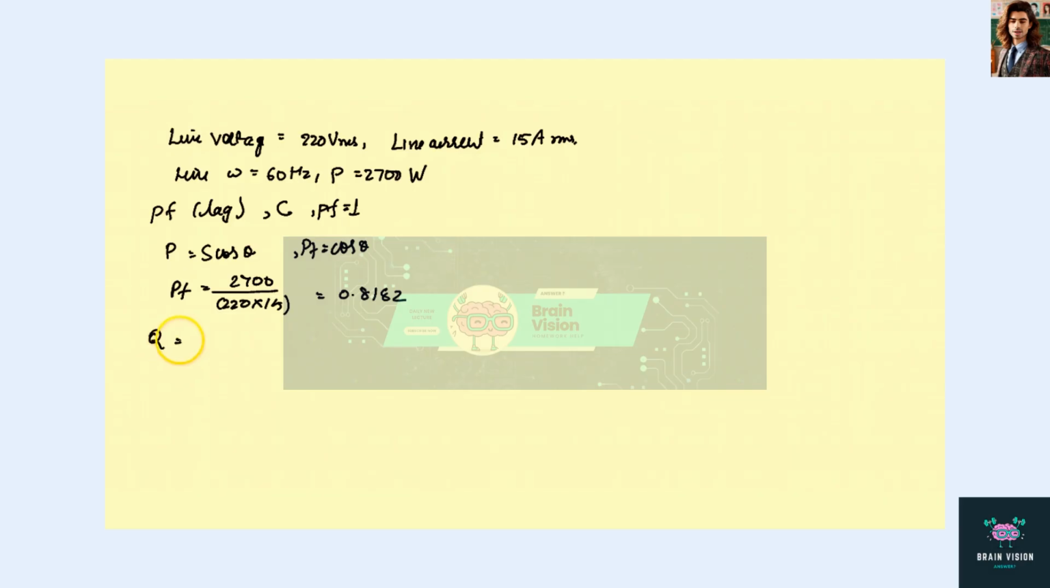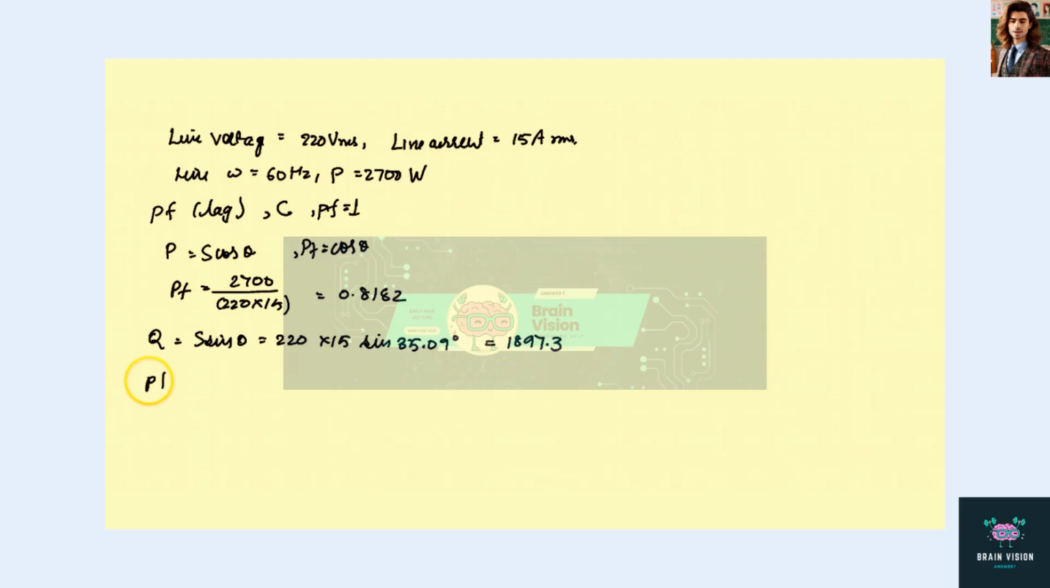Now the Q value for the power is S sin theta, 220 into 15 sin 35.09 degrees. This is equals to 1897.3.